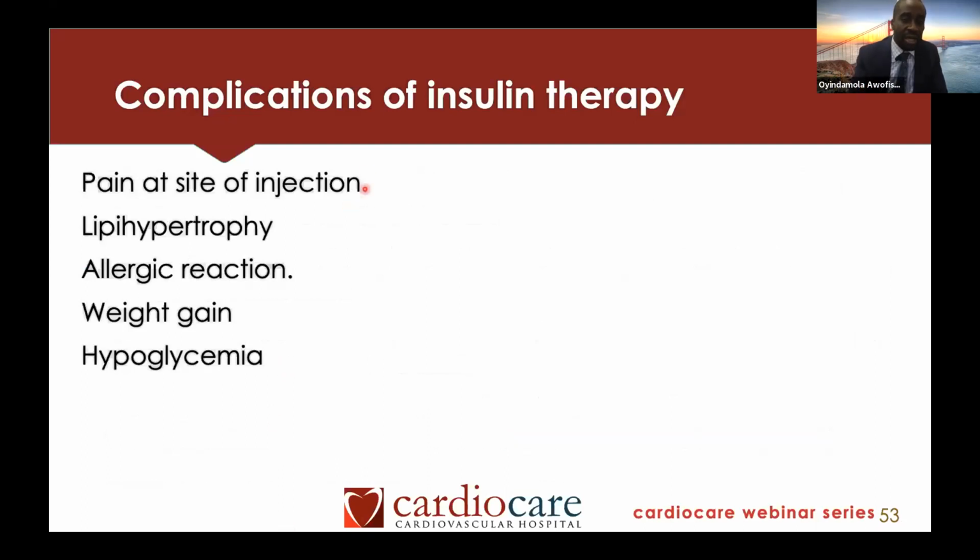So complications of insulin therapy, I'm coming to a close now. It can cause pain at the site of injection. That can be avoided and really minimized by appropriate injection technique. If your patient complains of pain at injection site, please let them inject in your presence. Look at the needle they are using, look at their technique, see if they are injecting into the intradermal space or they're going into the muscle.